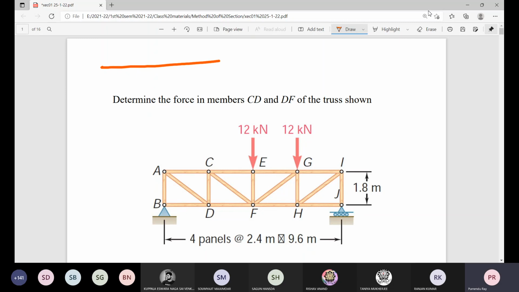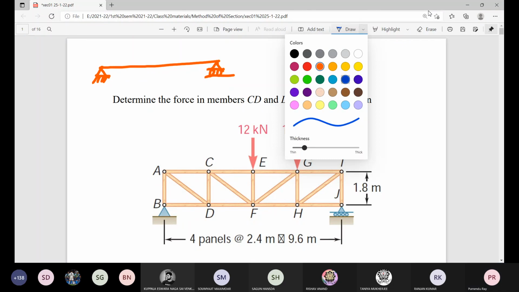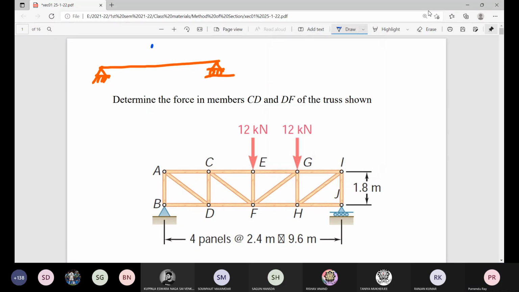Here is a horizontal member. Here is a hinge support. Here is a roller support. Now what we do? We apply one lateral load there. Here. For engineering mechanics, the reaction will be, if it is P, it will be half P and half P.